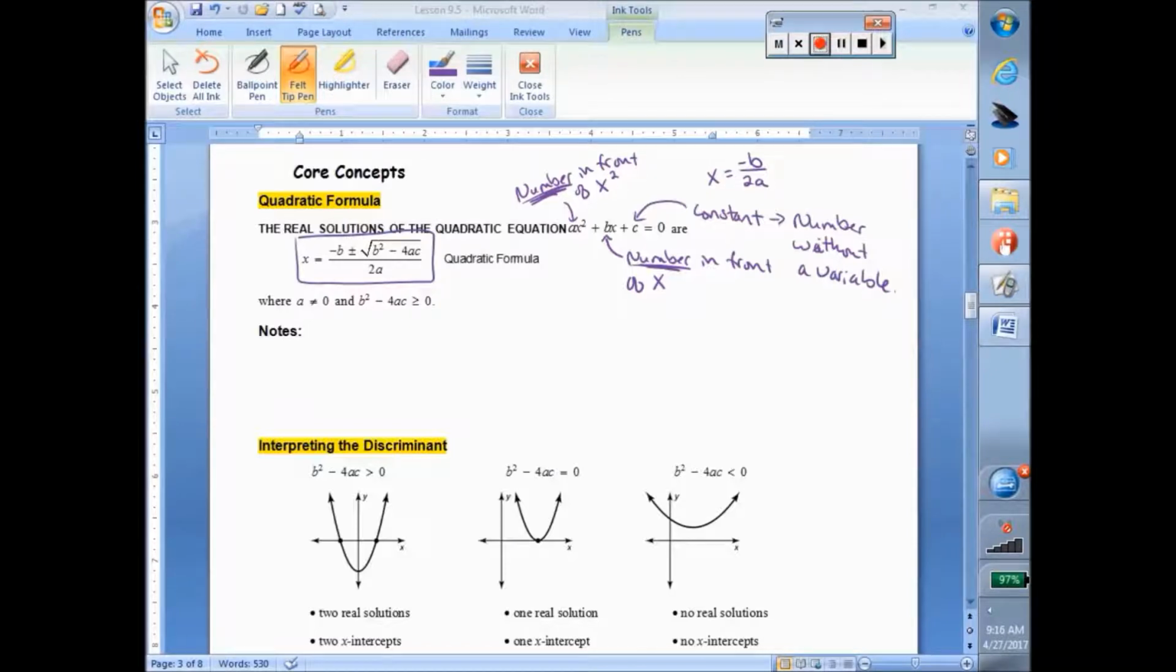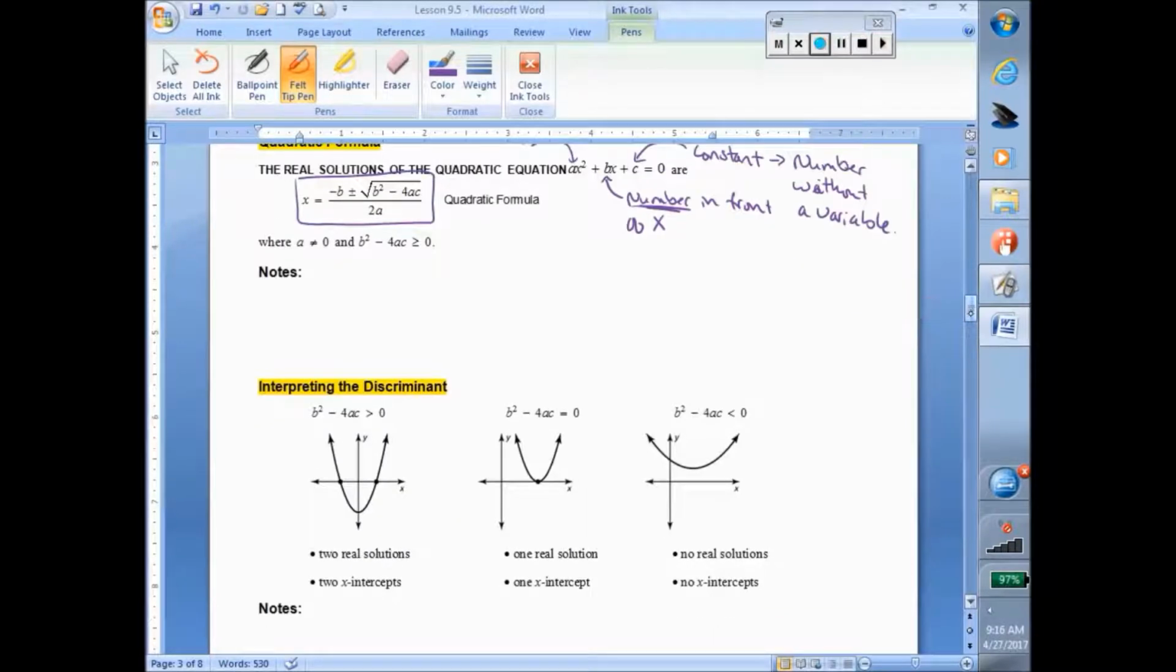Now, before we dig in and really start using this quadratic formula, I want to take just a minute and highlight a special piece of that formula. The special piece of that formula that I want to highlight is called the discriminant. The discriminant is b squared minus 4ac.